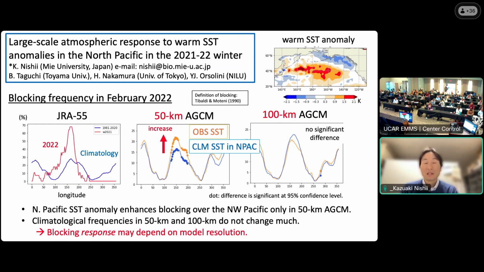On the other hand, in the 100-kilometer AGCM, shown in the right panel, we don't see such a difference. So our results suggest that the blocking response to the warm SST anomaly in the North Pacific may depend on model resolution.